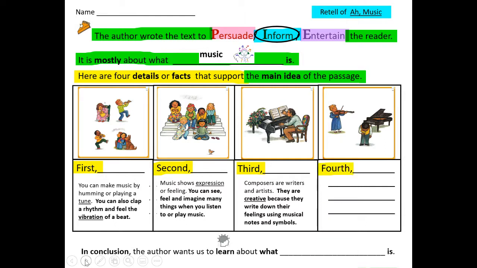Fourth, what do you do at a recital or a performance?